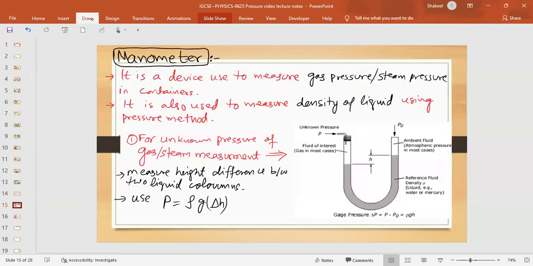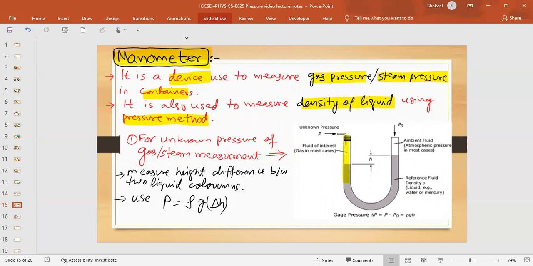Okay, now the last topic for this is manometer. A manometer is a device used to measure gas pressure or steam pressure in a container. It is also used to measure the density of a liquid using the pressure method. So it is basically used to measure the gas pressure and the density of the liquid. So let's look upon that.